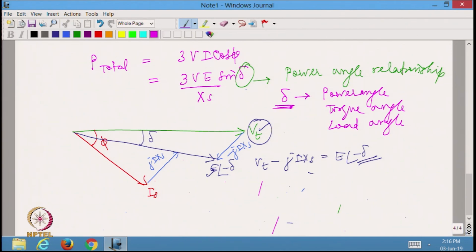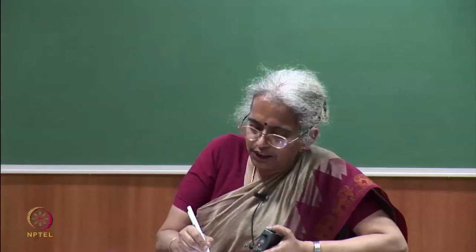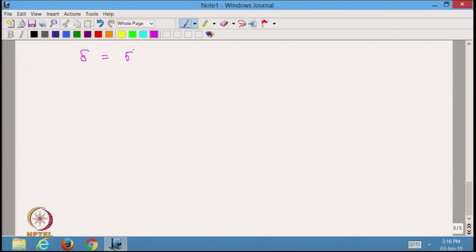Now, when I have actually, let us say, a motor which is working at a particular delta, let me take some value, maybe delta is 5 degrees. Currently, maybe the machine is delivering 70% of rated power.